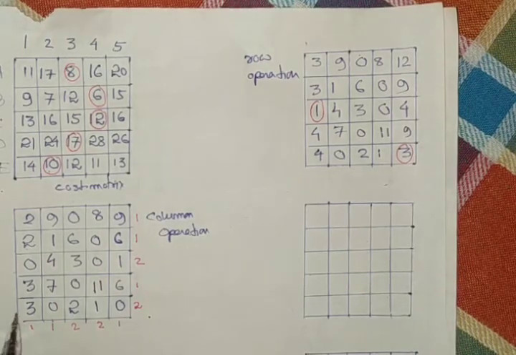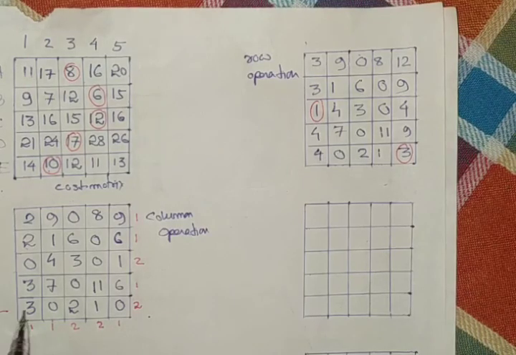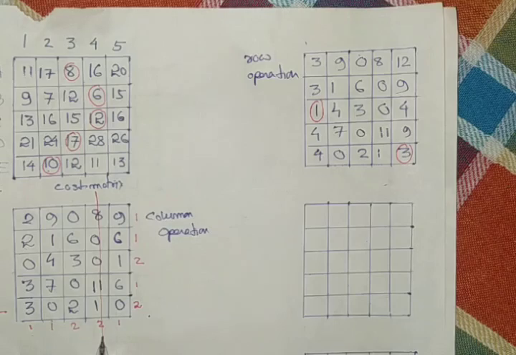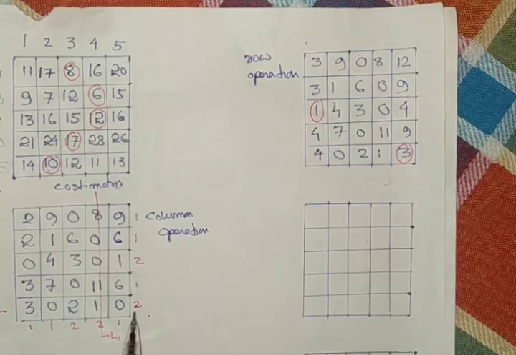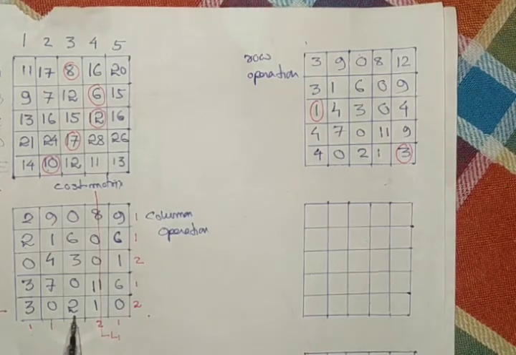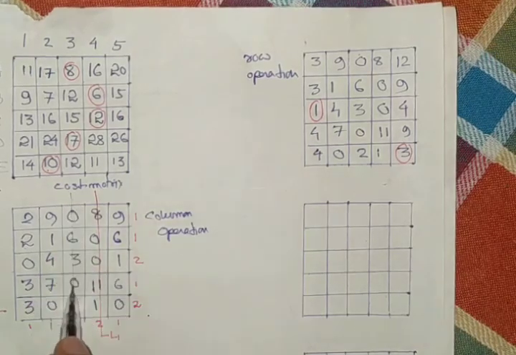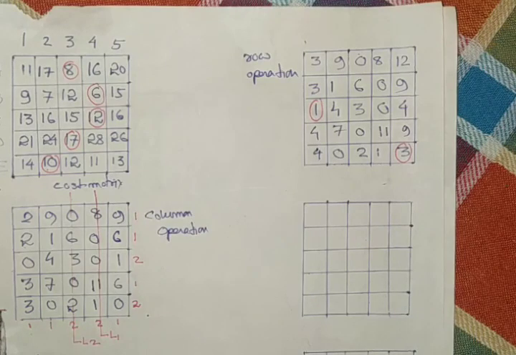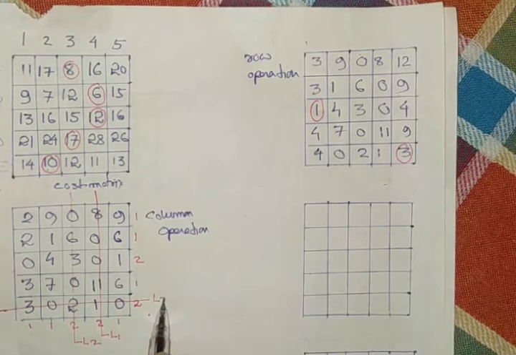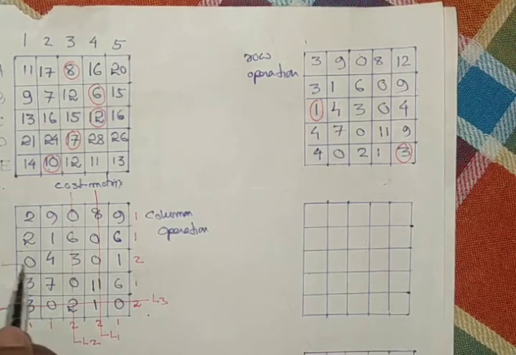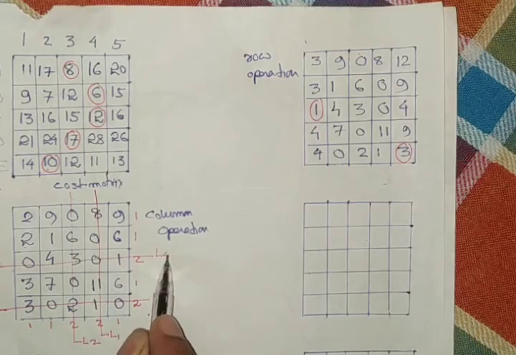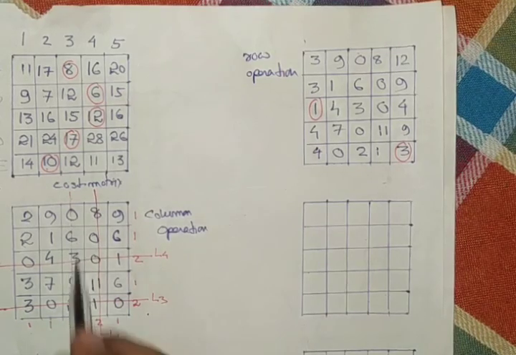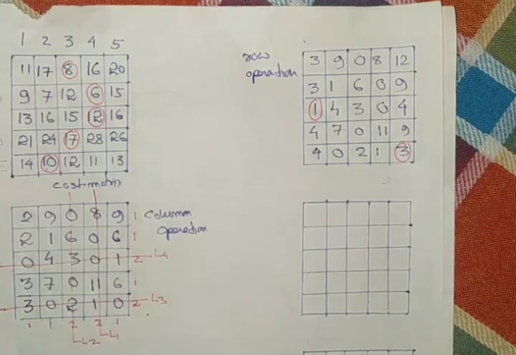Now if I draw a line this way, the first line is line number 1, the second line is line number 2, the third line is, suppose, L3, and this one L4, and this red line crosses all the zeros.